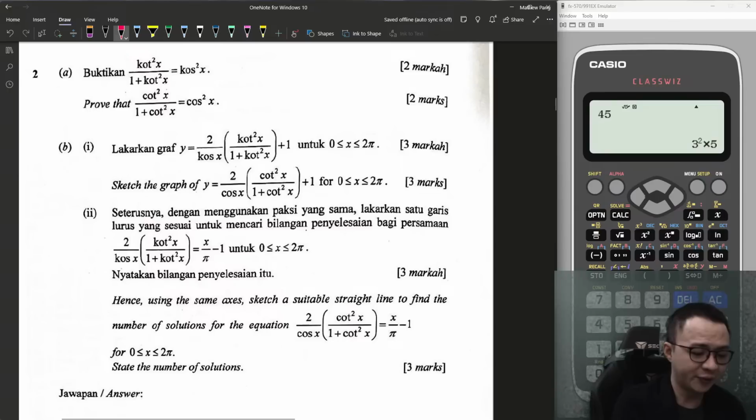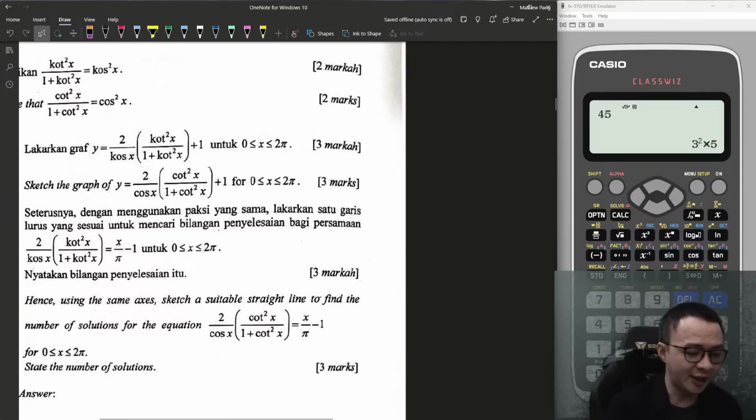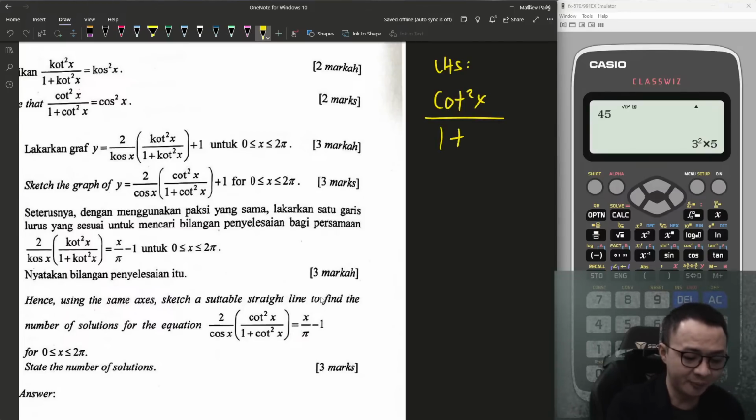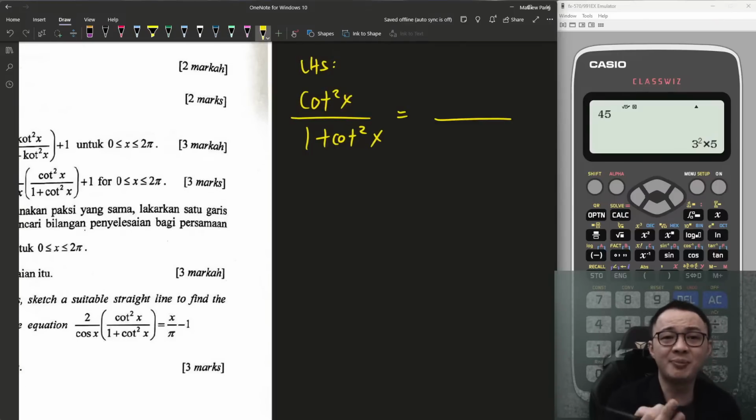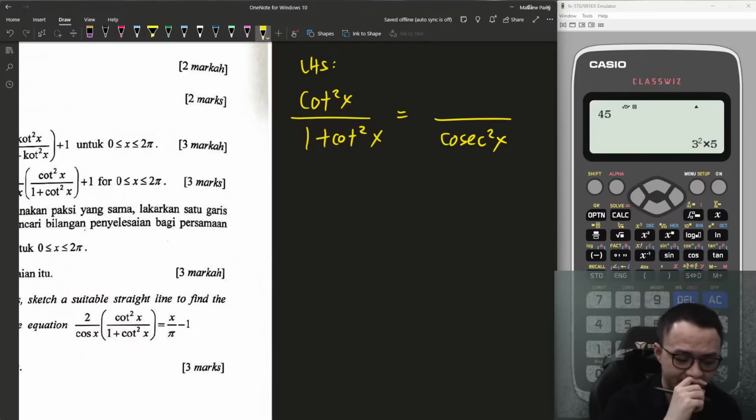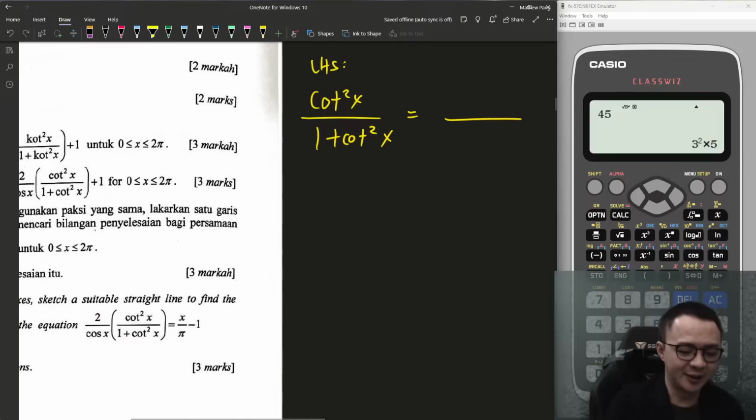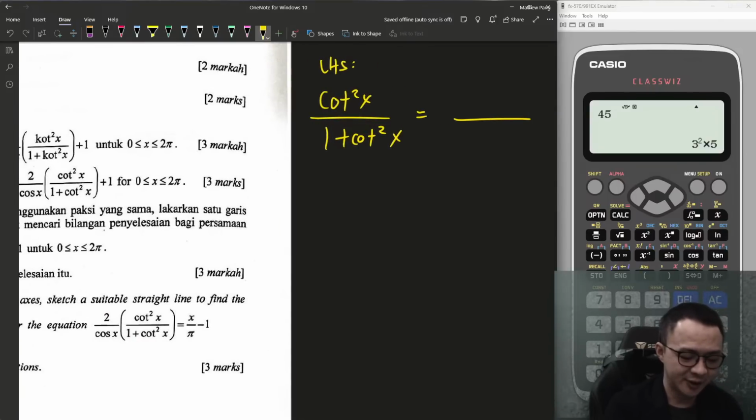Number 2a, proof. So for cotangent, well, never mind. I will start from the left hand side. For cotangent squared x over 1 plus cotangent squared x, 2 marks only, so I guess I will change the 1 plus cotangent squared x into cosecant squared x, isn't it? This is sine, this is cos, this is tangent, this is cotangent. Yeah, so middle is 1, right?